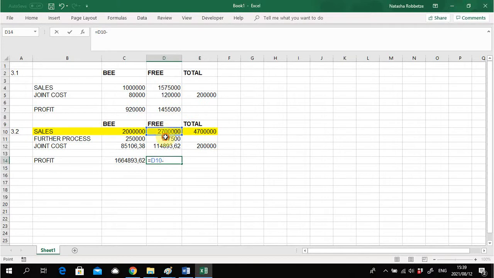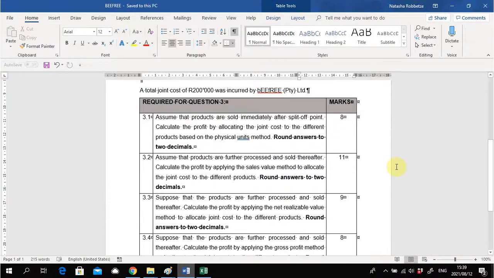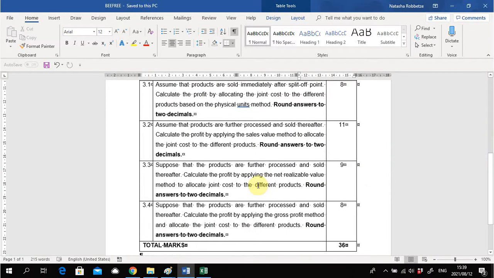And then we have answer 3.2. Moving to 3.3 in the required part. They tell us to assume that the products are further processed and that we use the net realizable value. So the net realizable value is that we use a weighing of the sales price minus the further processing cost.